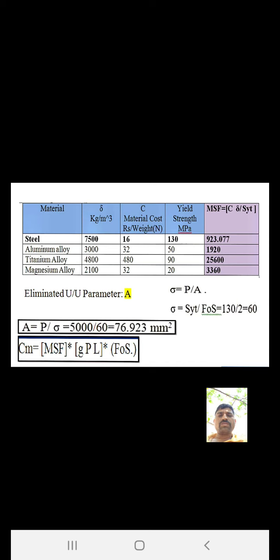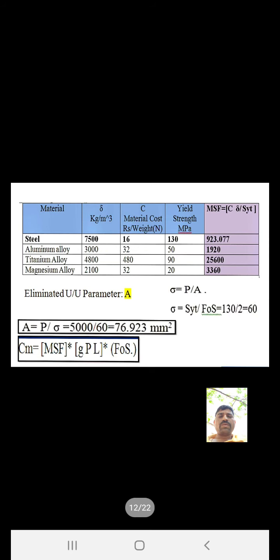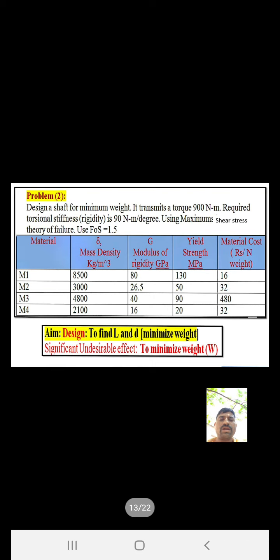Then calculate the minimizing cost, Cm, equal to MSF into GPL into factor of safety. With the help of that equation you can find out the area. Similarly, we will see the second numerical. Design a shaft for the minimum weight. Here the aim is to minimize the weight. It transmits a torque of 900 Newton meter. The torque is given as 900 Newton meter.